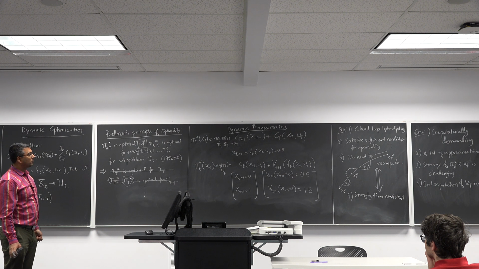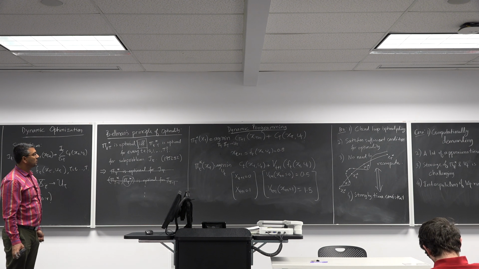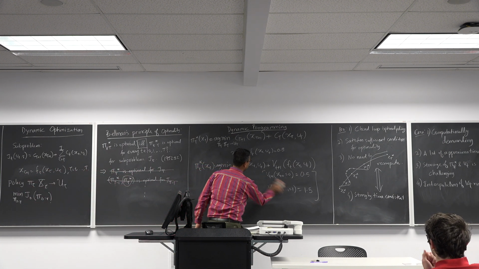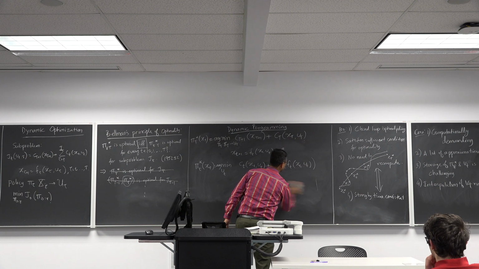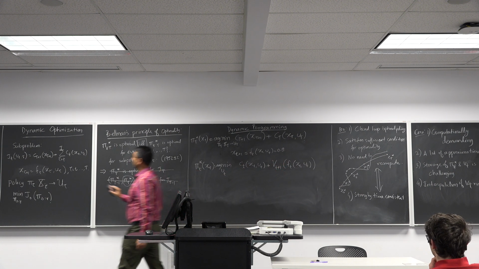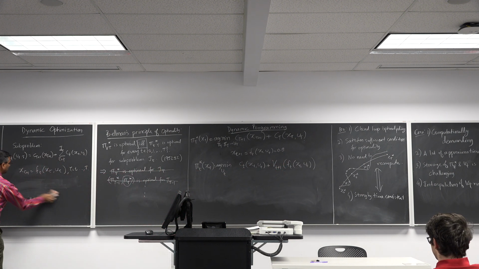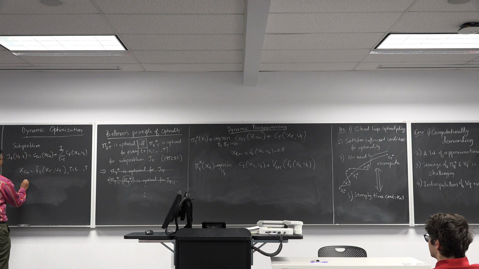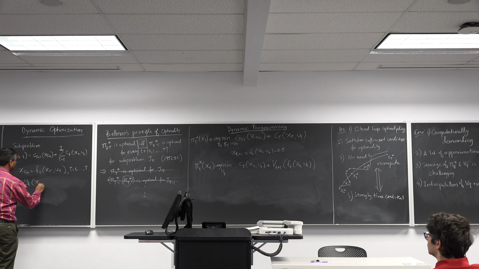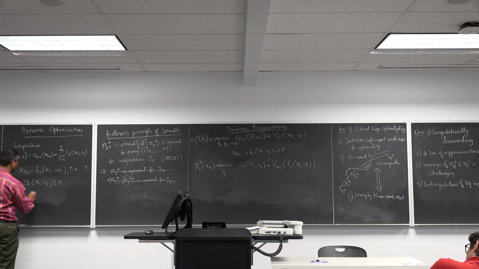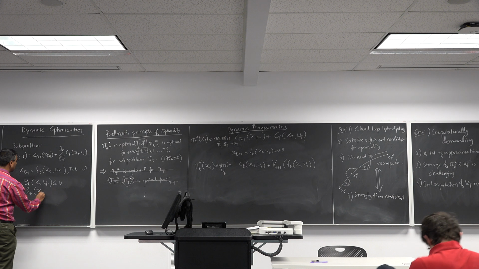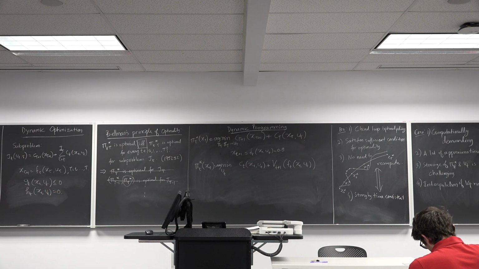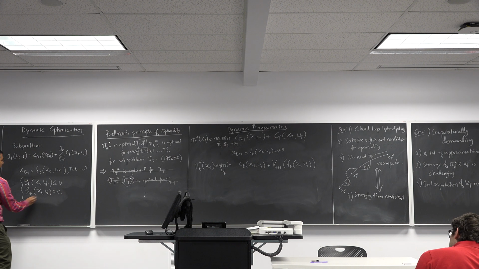I want to add one more comment here, which is, suppose you have this constraint at every point of time. I have the same problem right here, but now I have a constraint that gt of xt, ut is less than or equal to 0, and ht of xt, ut is equal to 0. This is known as a state-action constraint.